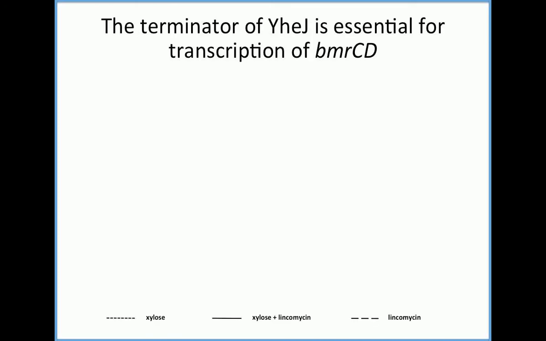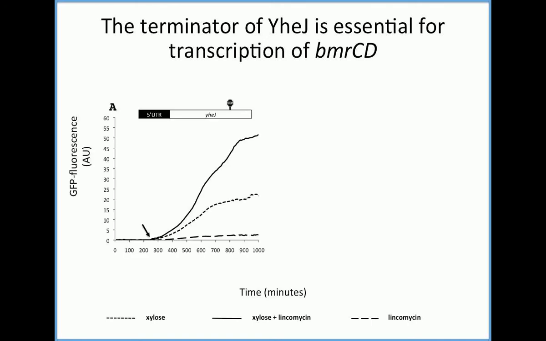So to test what is happening with YheJ, we made several constructs where we put the promoter of YheJ and we put the YheJ transcript under the control of a xylose-inducible promoter. And so the GFP is acting as if it's bmrC. So that acts as our readout. And what you can see is when we add xylose on its own to induce the expression of this, there is actually some read-through through this terminator, suggesting it's a little bit leaky.